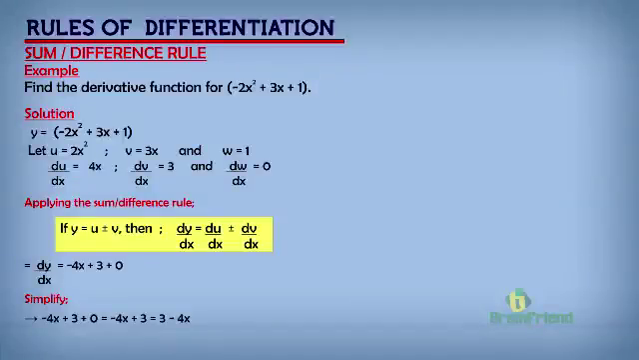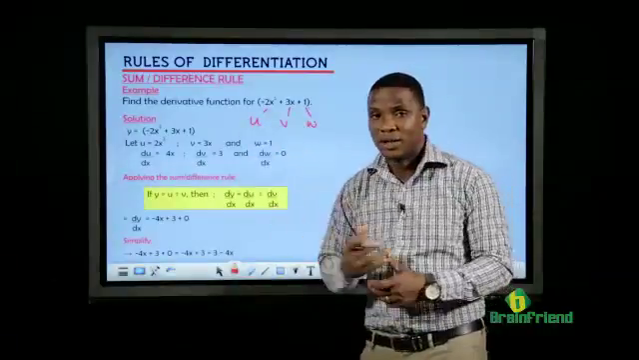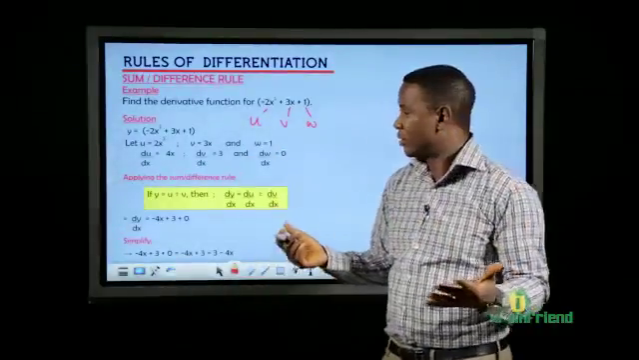Now let's take another example. If we were asked to find the derivative function for minus 2x squared plus 3x plus 1. Again, we'll simply let u represent 2x squared here. Let v represent 3x. And let w represent 1. Of course, you can use any letter. It's just for your own clarity.